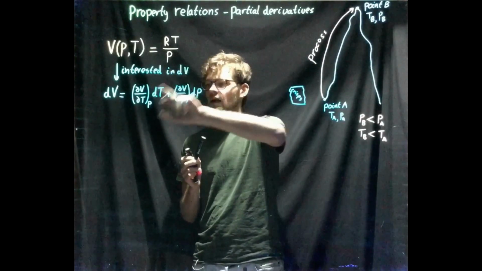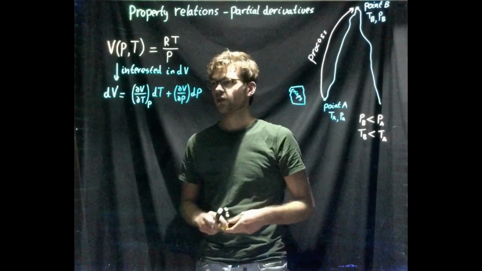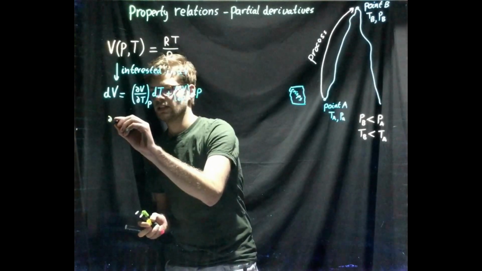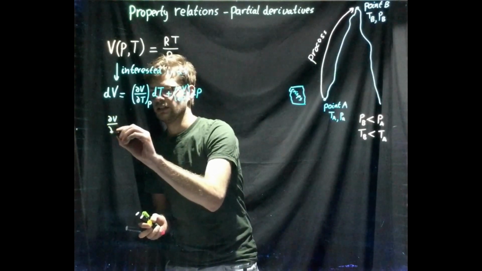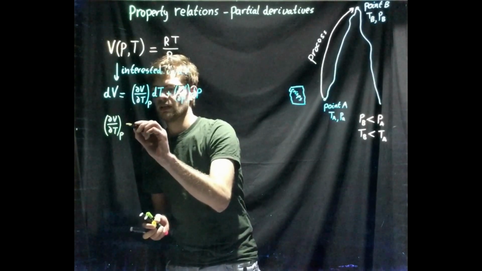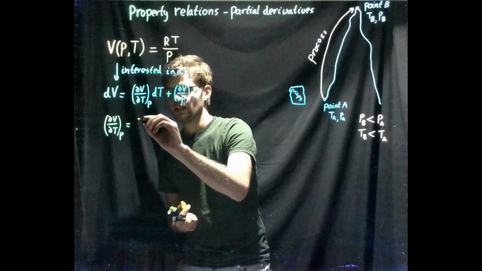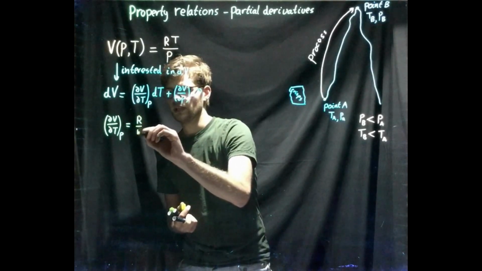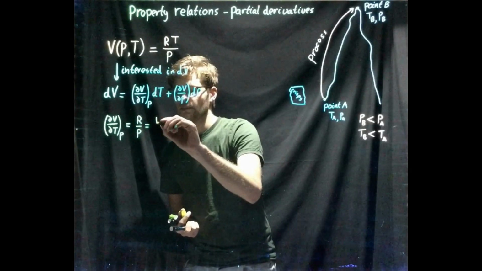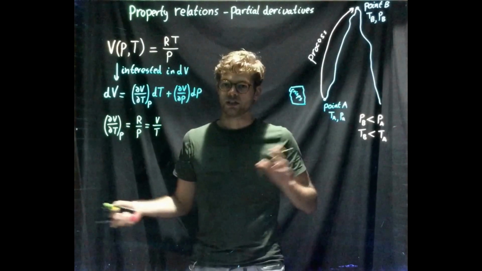Well, since we know our function of the volume, RT over P, we can actually calculate dV over dT for a fixed P, which is the derivative of the volume with respect to temperature. And this will be R over P, and it's actually the same as V over T. Use this equation and you will find out.